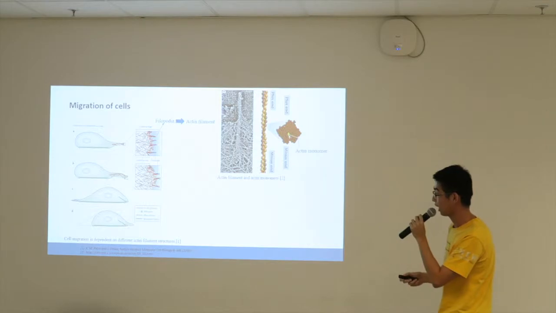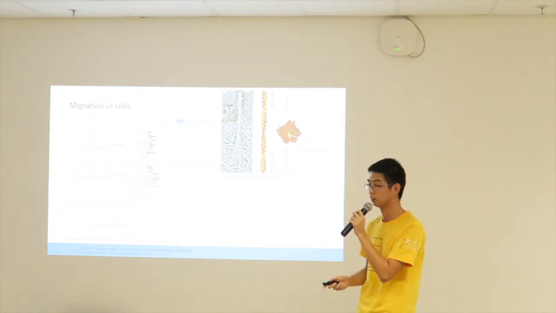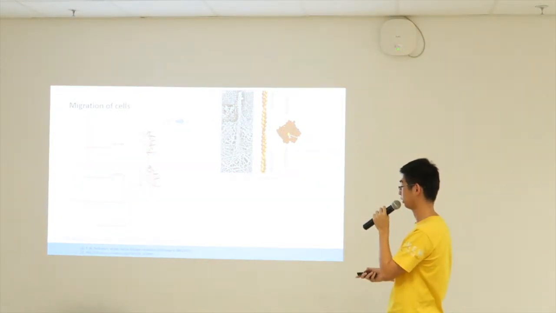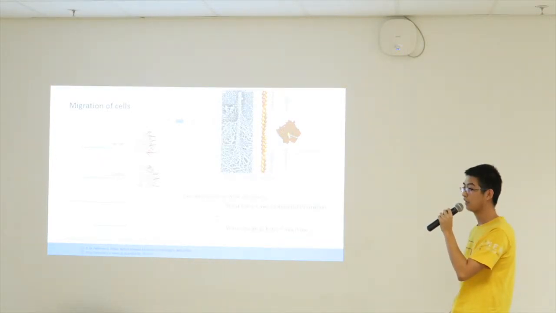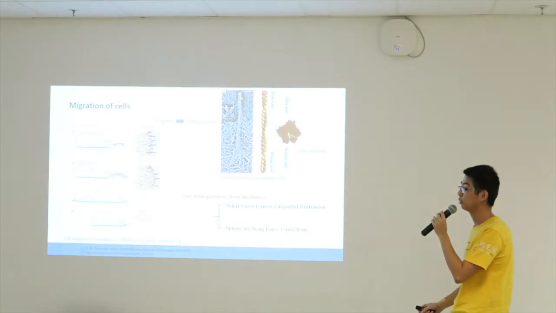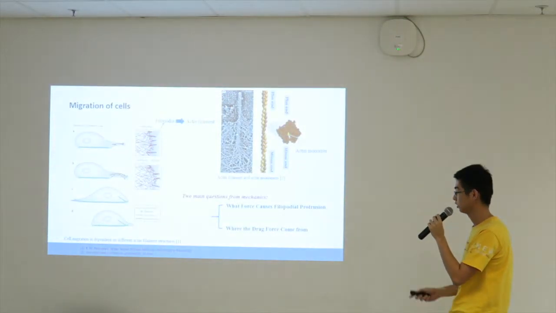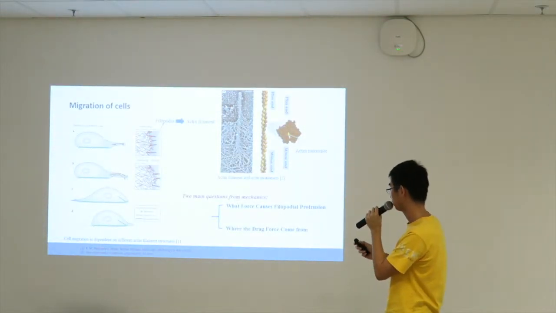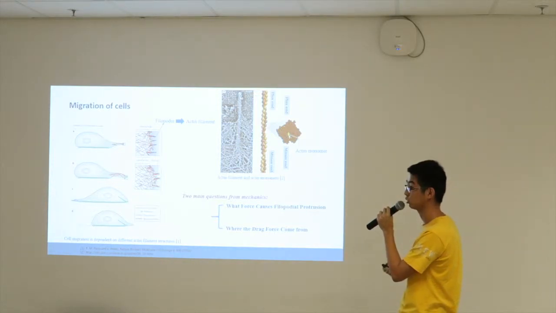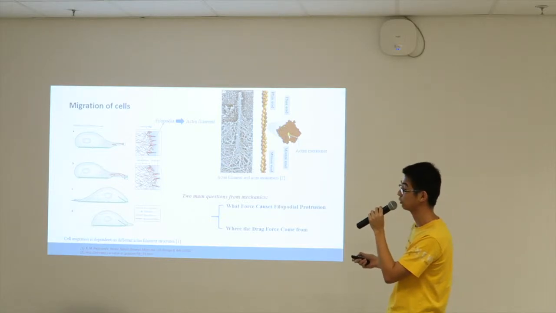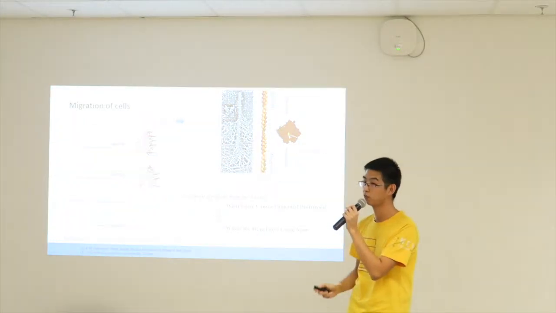So until now, what I have taught is quite a biological thing, right? I haven't introduced the mechanical part. So in fact, for mechanists and physicists, what we are interested in is the force. So there are two main questions here. The first question is, what force causes the filopodia to protrude? Because we first get a protrusion part, right? So what kind of force gives it a protrusion? This is the first question.